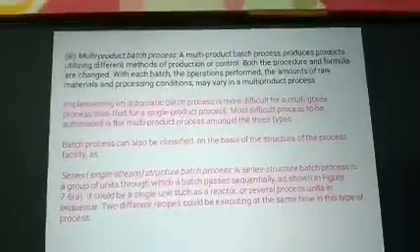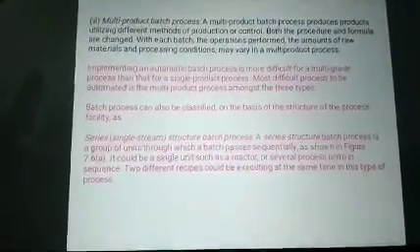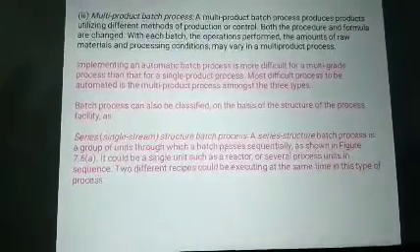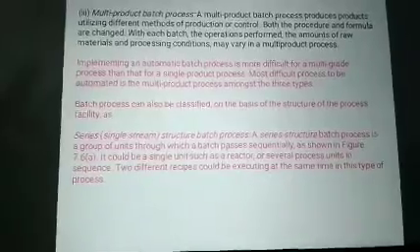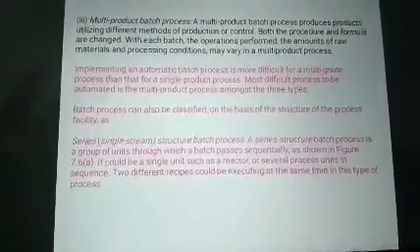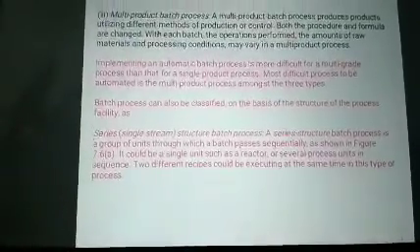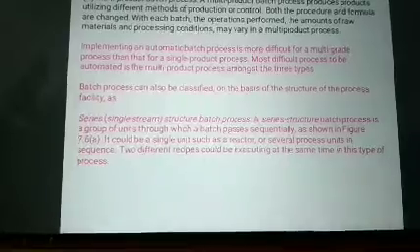Lastly comes the multi-product batch process. A multi-product batch process produces products using different methods of production or control. Now, both the procedure and the formula need to be changed, as for each batch the operations performed, the amount of raw materials needed and the processing conditions may vary in the multi-product process.